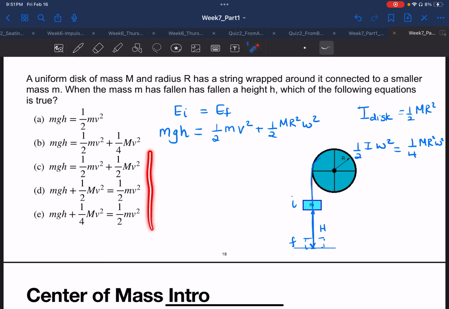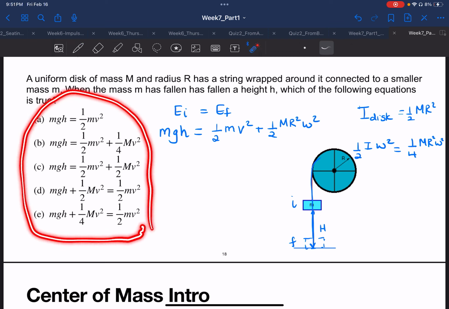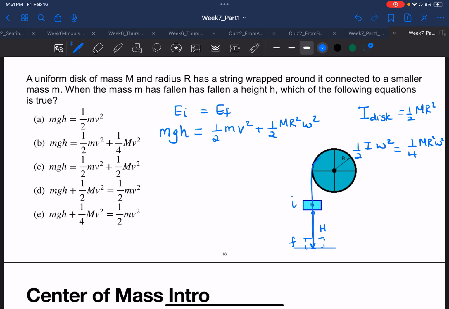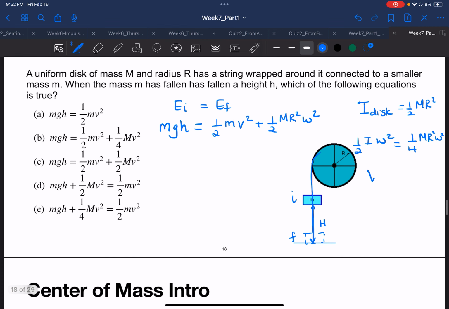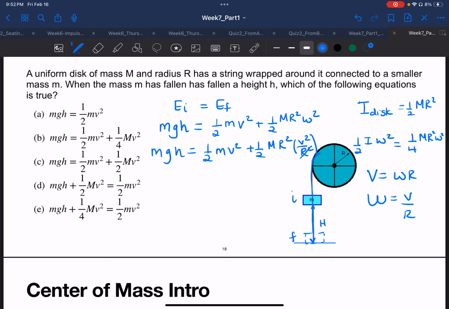But as you might notice, all the options are given in terms of v squared. So we need to use our relationship pretty much from the last slide, v equals omega r. So since we know v is equal to omega r, we know omega is equal to v over r. So for omega squared, we can plug in v squared over r squared. So mgh is equal to 1/2 mv squared plus 1/2 mr squared times v squared over r squared. And then these two r squareds cancel out.